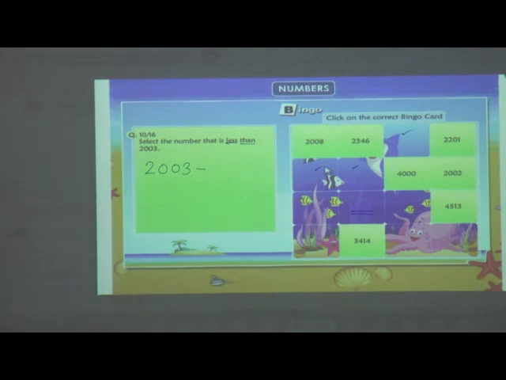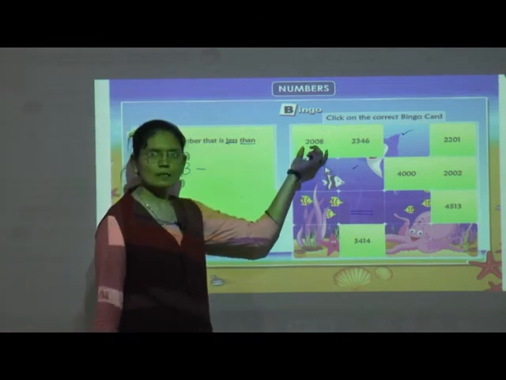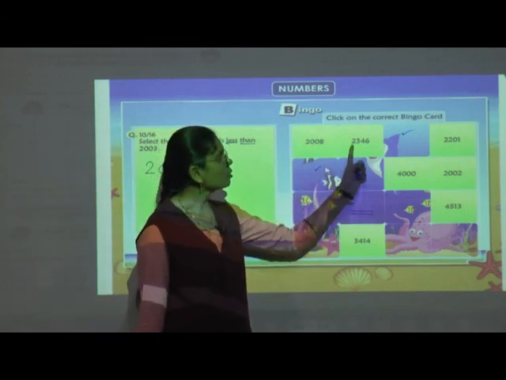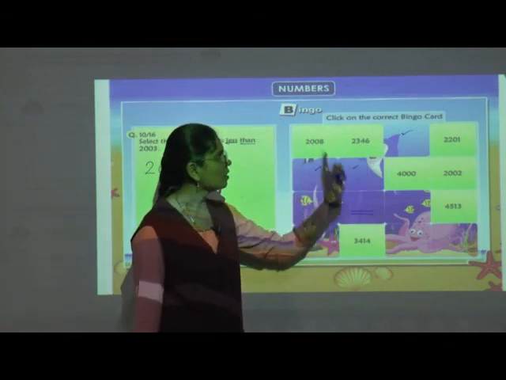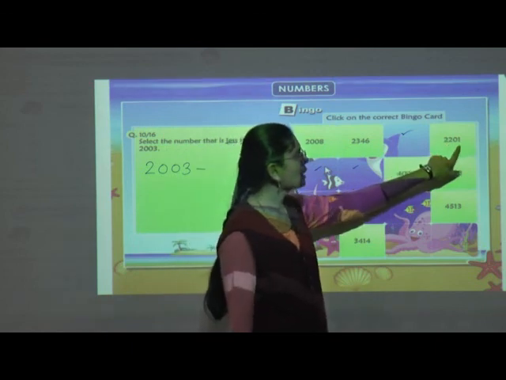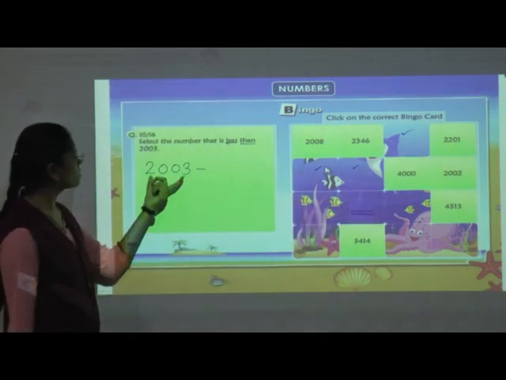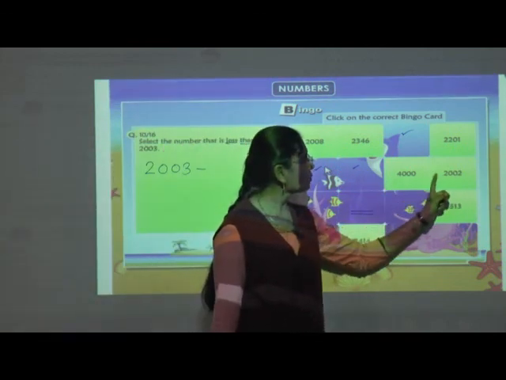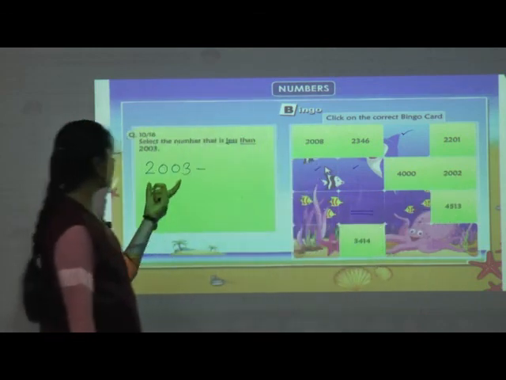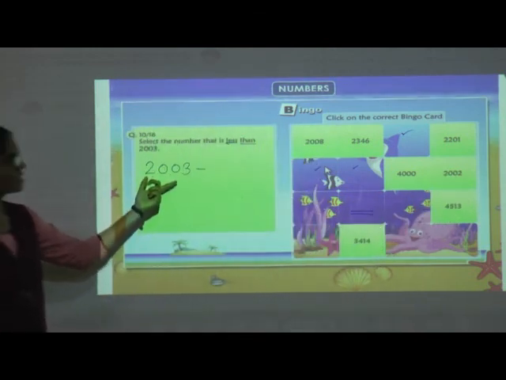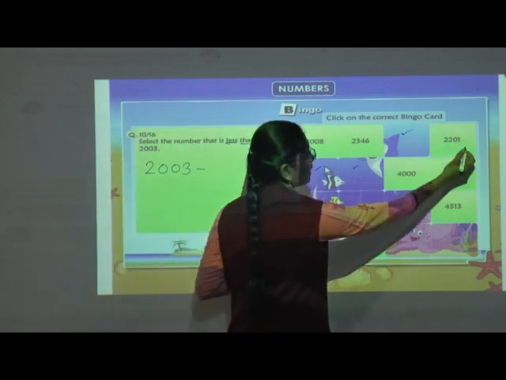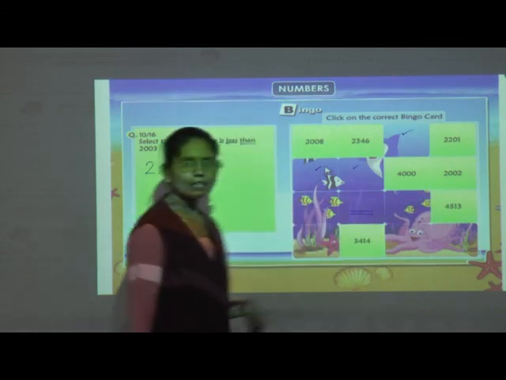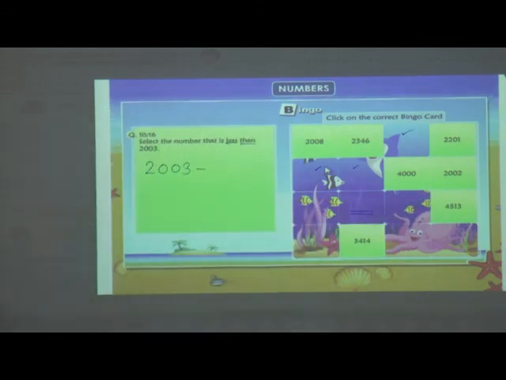Yes, see this number 2008, is it smaller or greater than this? Yes, of course this is greater than that number. 2346 is also greater. Then see this number, 2201, and our number is 2003. See here also one number is there, 2002, and our number is 2003. Means which one is correct? This 2201 or 2002? Yes, of course 2002 is the correct answer because it is less than 2003.